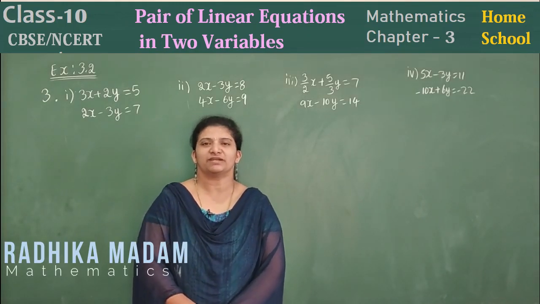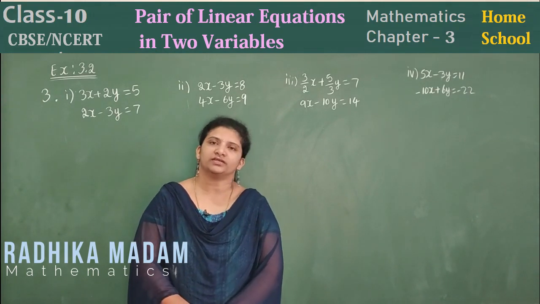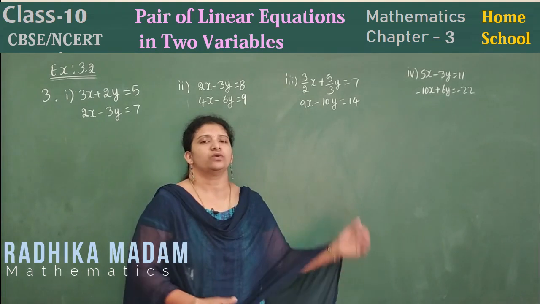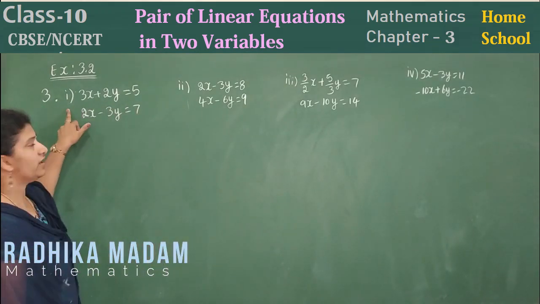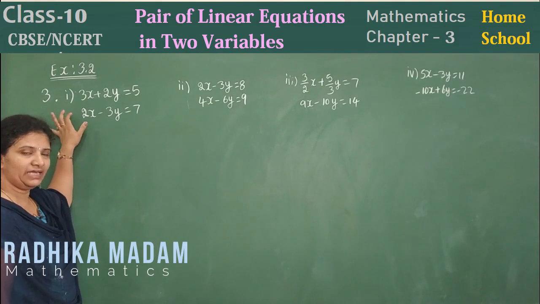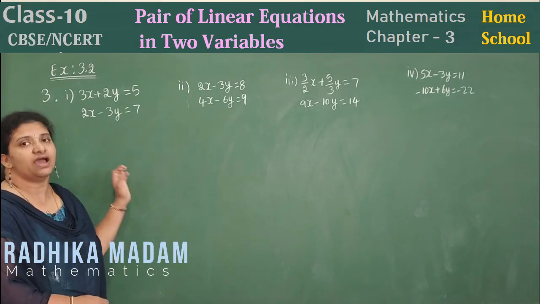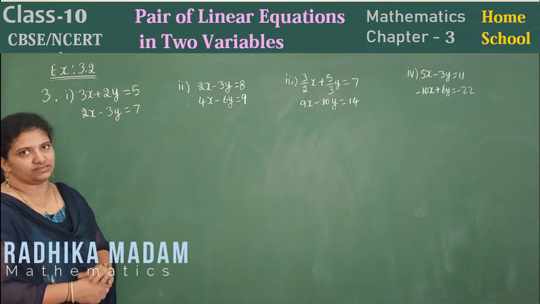This is your class 10 mathematics NCERT or CBSE board, and we are in our third chapter, that is pair of linear equations in two variables. We are in our exercise 3.2, third main. So look here, what is your main heading here? Compare the given pair of linear equations and see whether they are consistent or inconsistent.